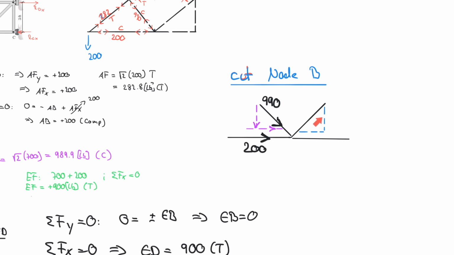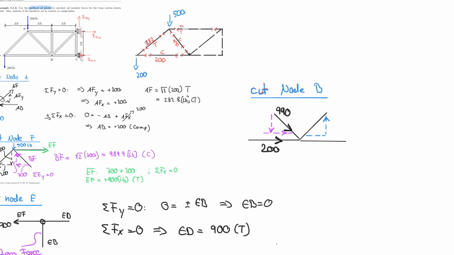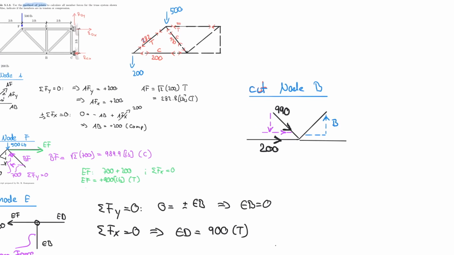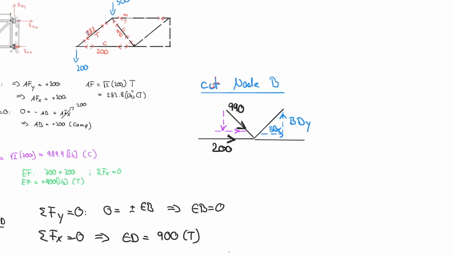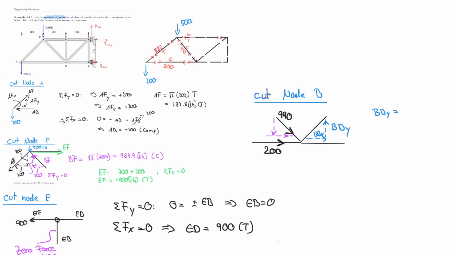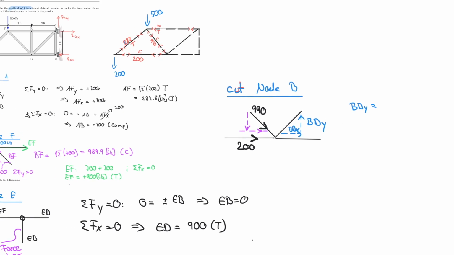I start with the sum of the forces in the y direction. So I already know that my force here has to go up. And that member I need to look up is called BD. So BDY and BDX. And so BDY must be equal to, what was the other member? BF. So BFY. So now all I need to do is find BFY.